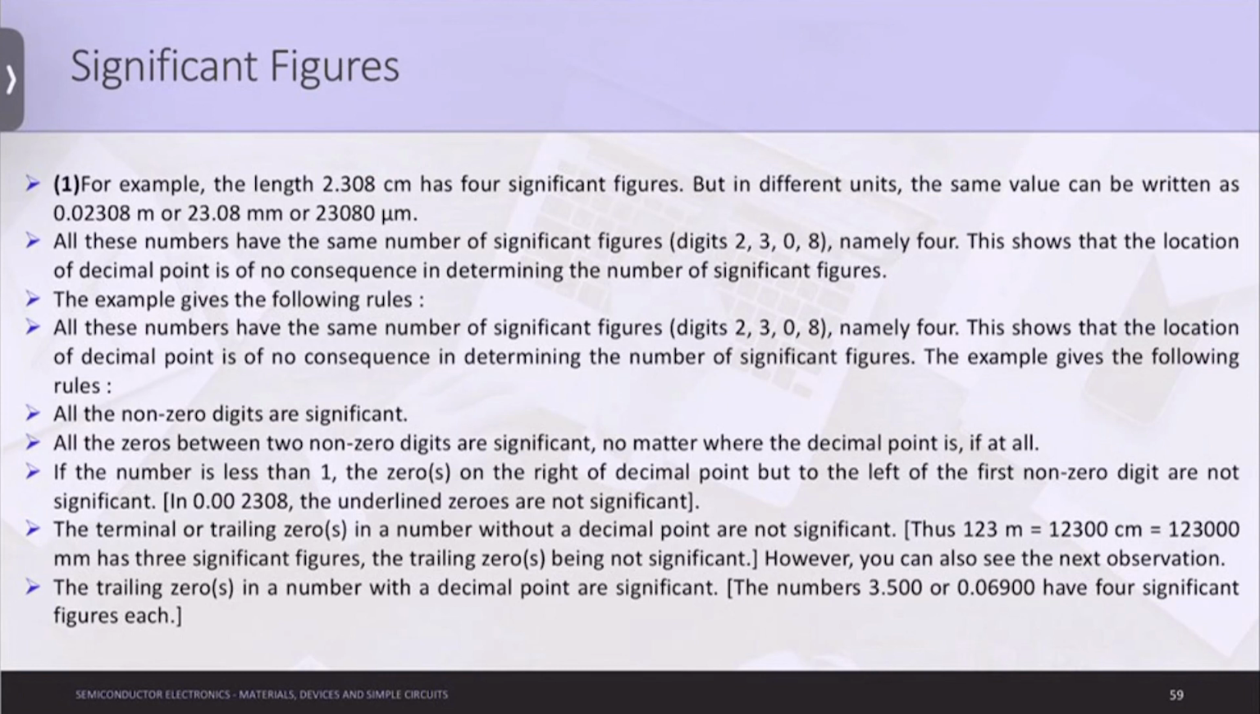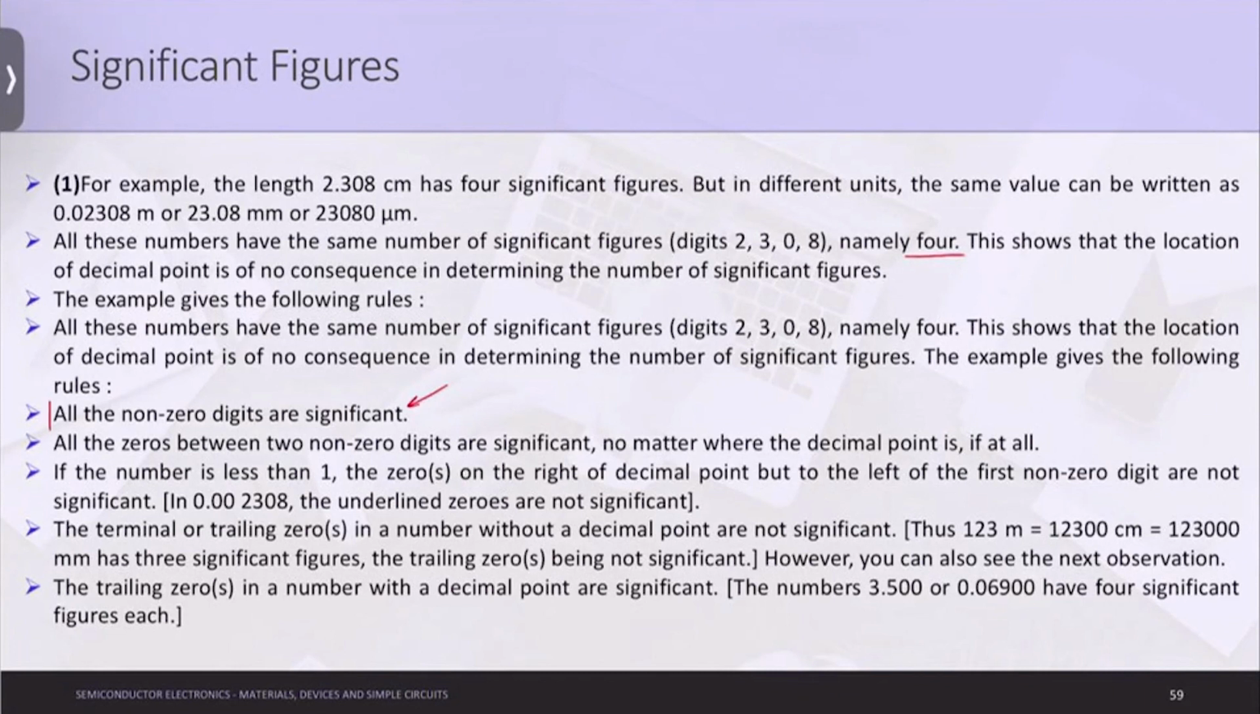So all these numbers have the same number of significant figures, namely 4. This shows that the location of the decimal point is of no consequence in determining the number of significant figures. So this example gives us the following rule. What is the rule here? All these numbers have the same number of significant figures. So the rule states that all the non-zero digits are significant.